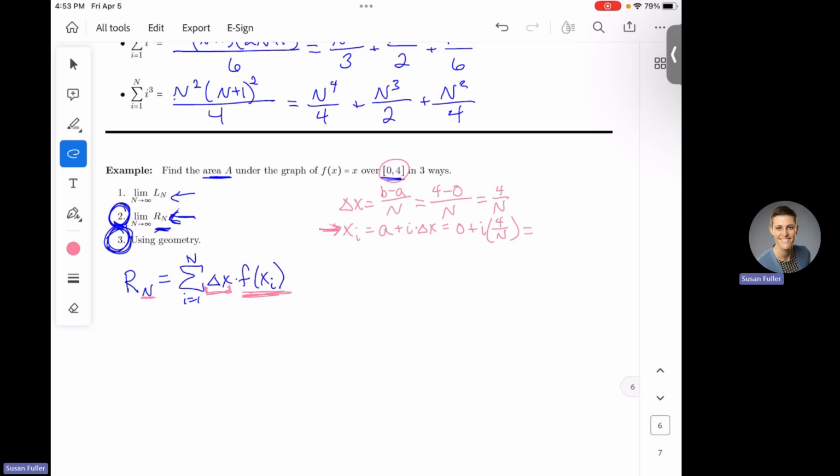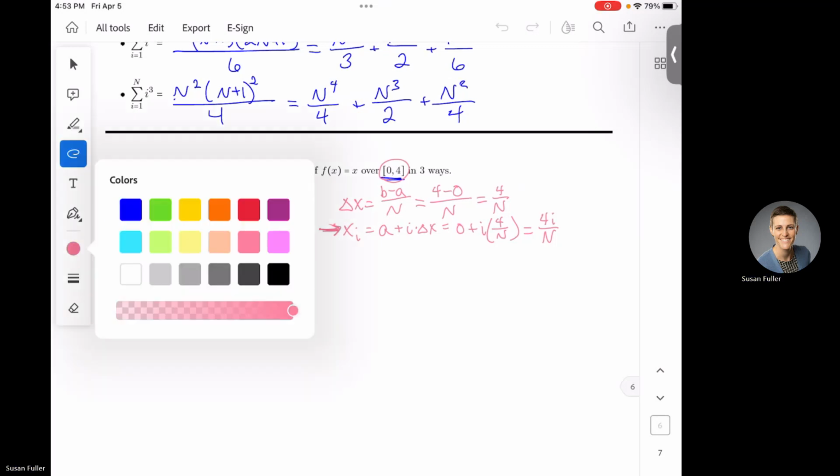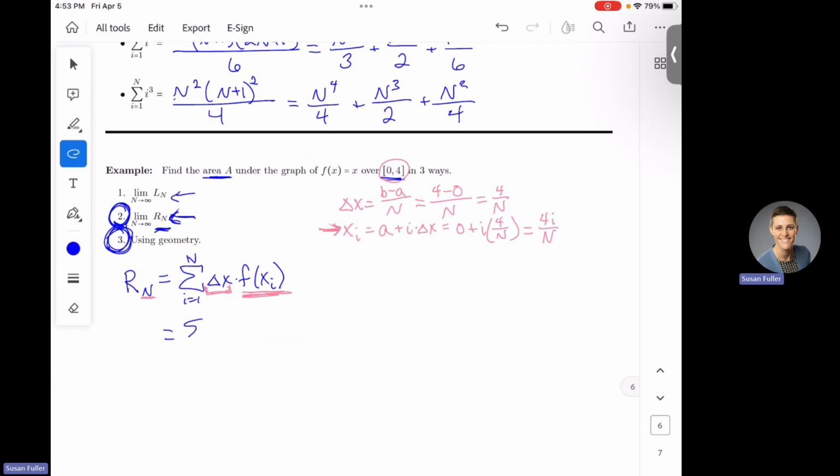So 0 plus i times 4 over n turns into 4i over n. This is how I'm going to represent any x sub i that I want. And my delta x is 4 over n. So then I'm going to come back to my Riemann sum here, and I can plug all of this in. So my Riemann sum here is going to be the sum from i equals 1 to capital N. Delta x, which I just found, was 4 over n, times f of x sub i, and we just found that x sub i was 4i over n.